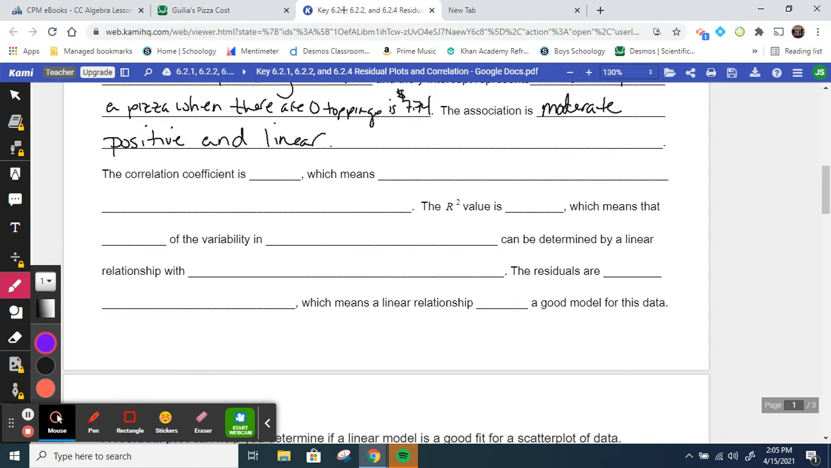So we would say something like, because the residuals are randomly scattered.